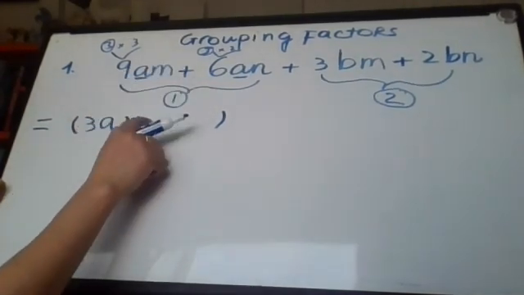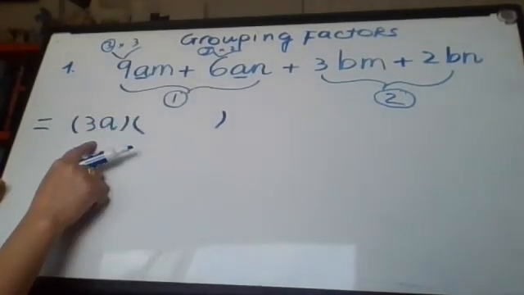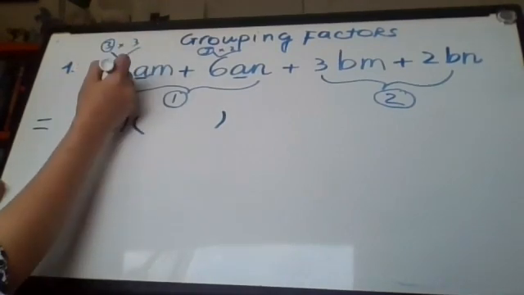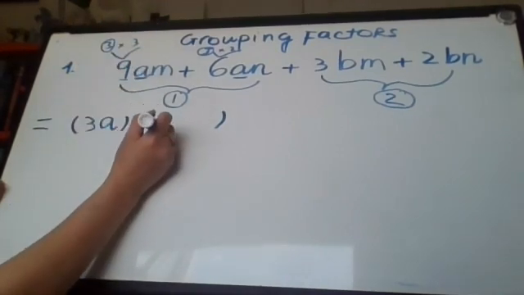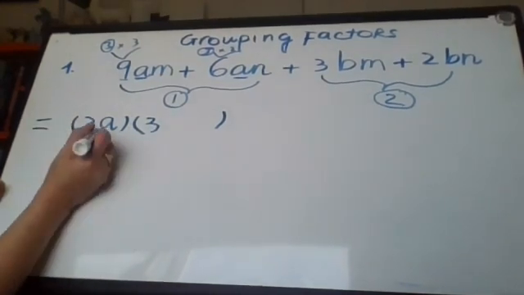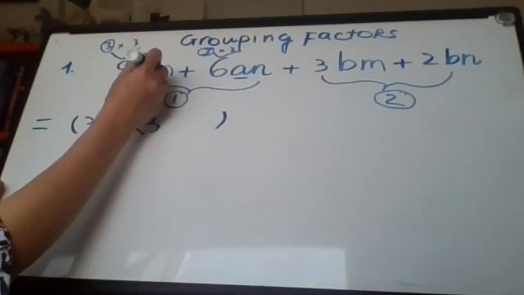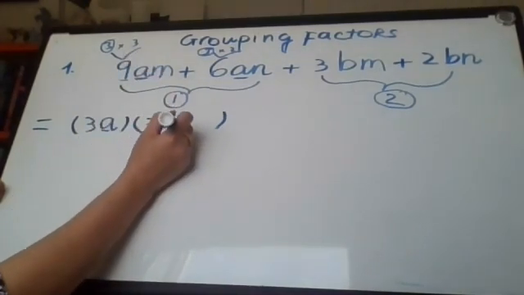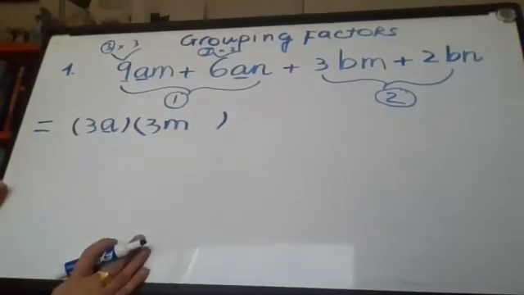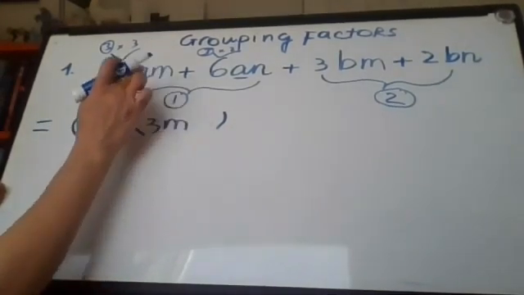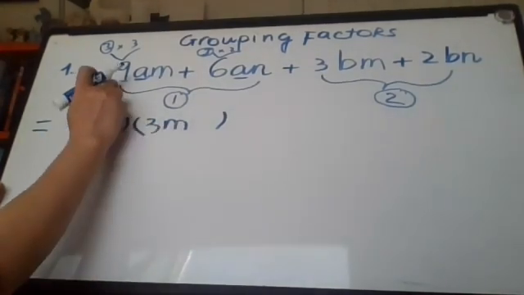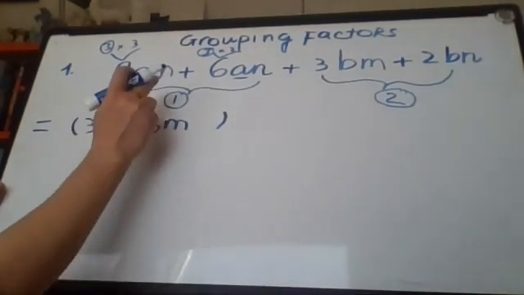Now, what do I put in the second bracket? Of course, I have to put 3, right? Because 3 times 3 is 9. I get back to the same, so it has to be 3. Do I need to put A? No, because I already have an A in here, but I have to put M, right? 3M, because that's how I multiply to get back to that. 3 times 3 is 9, 9 A M put together, 9AM, right?